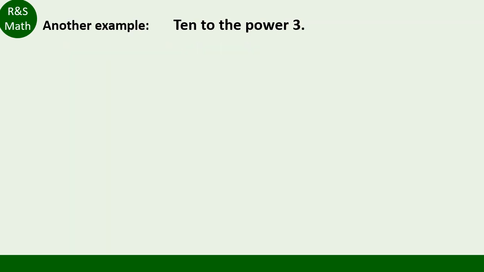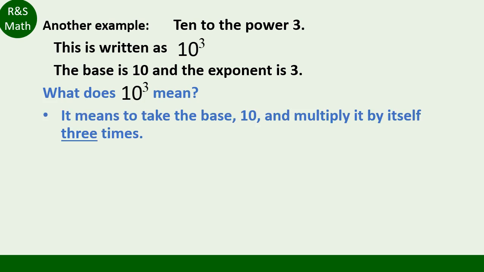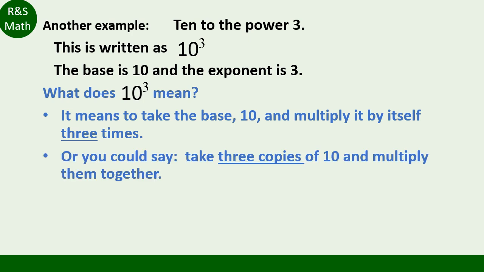Let's do an example with a different base. 10 to the power 3. How would that be written in symbols? This is written as a 10 written normal size and 3 written small and high beside it. The base is 10 and the exponent is 3. What does 10 to the power 3 mean? It means to take the base 10 and multiply it by itself 3 times. Or you could say take 3 copies of 10 and multiply them together.